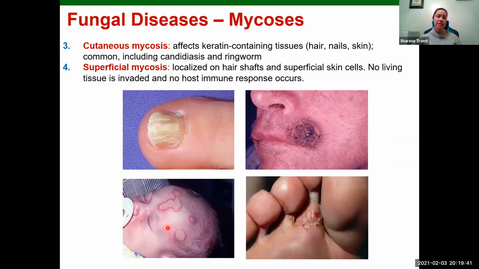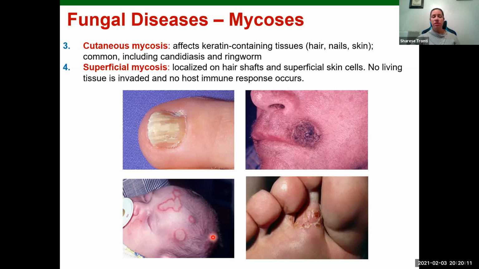More mycoses. We have cutaneous mycosis. So that's going to affect anything that has keratin, so any keratin-containing tissues. It's going to include hair, nails, and skin. So the candidiasis that we just talked about with the opportunistic infections, that's a cutaneous mycosis. Ringworms down here, that's another really common one.